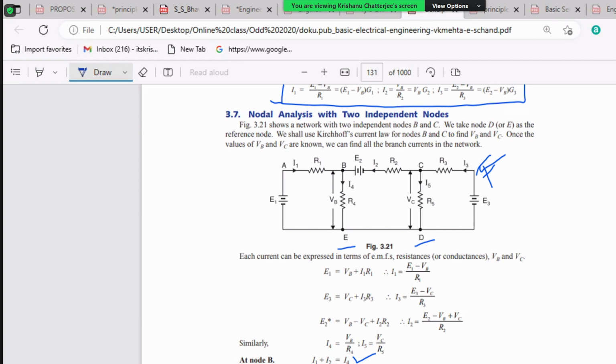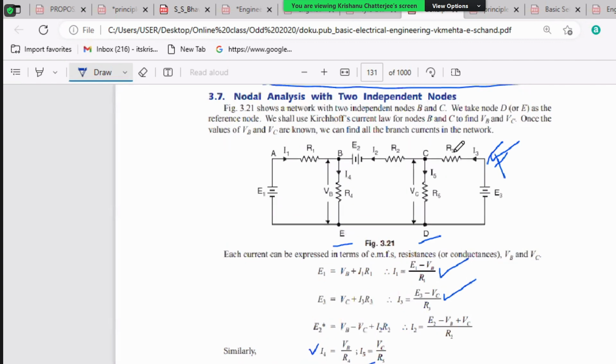Now you have to find out the currents in terms of the voltages. So I1 will be E1 minus VB by R1. I3 will be E3 minus VC by R3. I'll come to I2 at last. Then come to I4. Since E is the reference potential, I4 will be simply VB by R4. See, VB by R4 is I4.